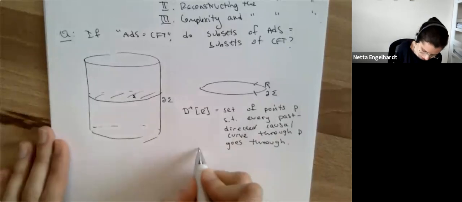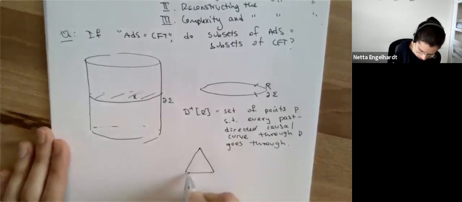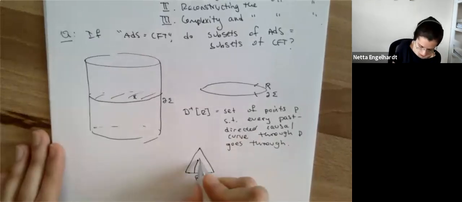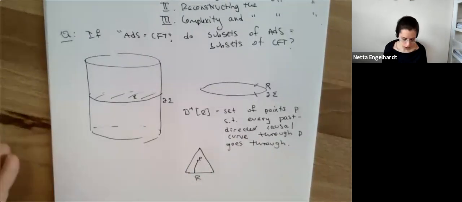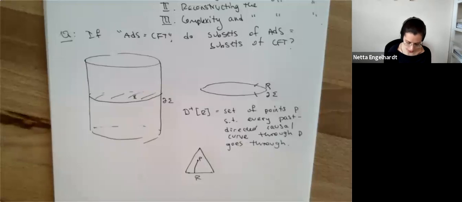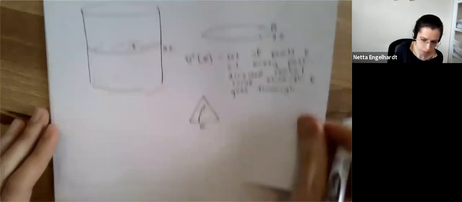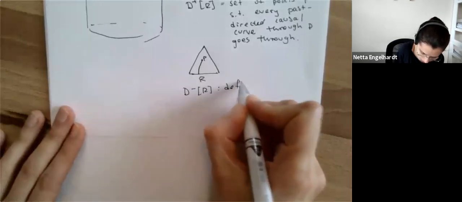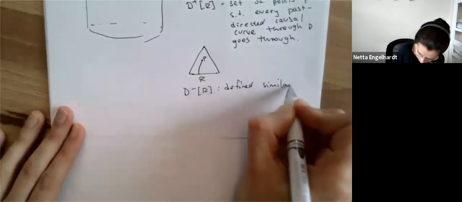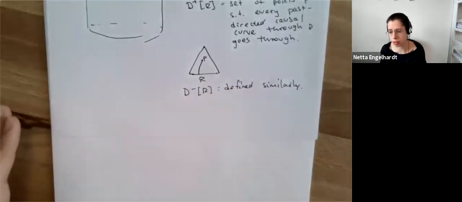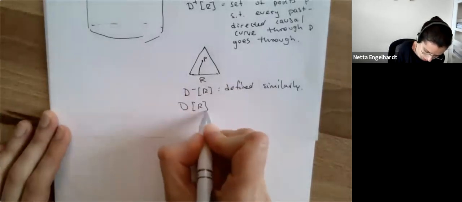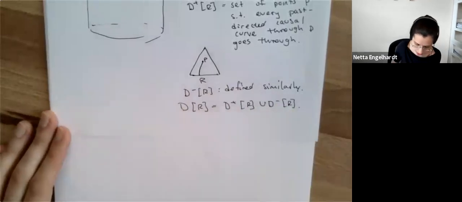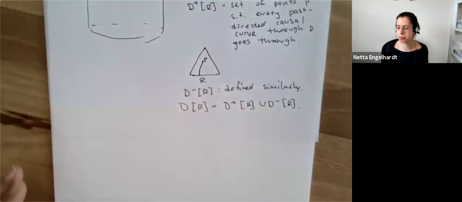So that's this picture that we often see. You have this region R here, you consider points over here, and there are past-directed time-like or null curves from the point P, and they're going to go through R. And we similarly define the past domain of dependence, which is D minus of R, defined similarly. And then the complete domain of dependence is just going to be the union of those two. So D of R is just D plus of R union D minus of R. Any questions on this?